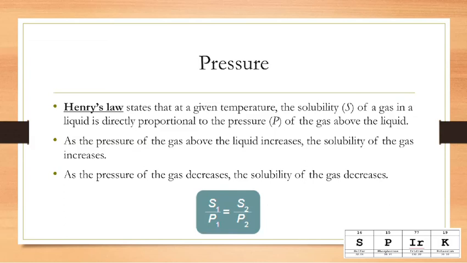Henry's law states that at a given temperature, the solubility, or S, of a gas in a liquid is directly proportional to the pressure of the gas above the liquid. As the pressure of the gas above the liquid increases, the solubility of the gas increases. As the pressure of the gas decreases, the solubility of the gas decreases. And we can write that relationship as S1 over P1 equals S2 over P2.